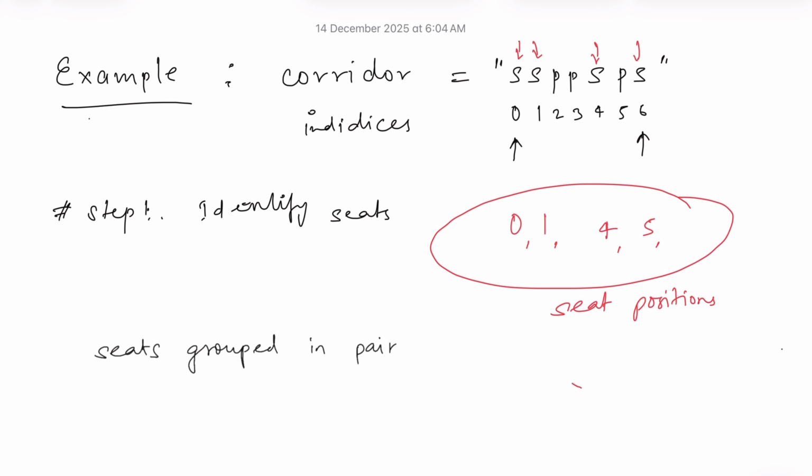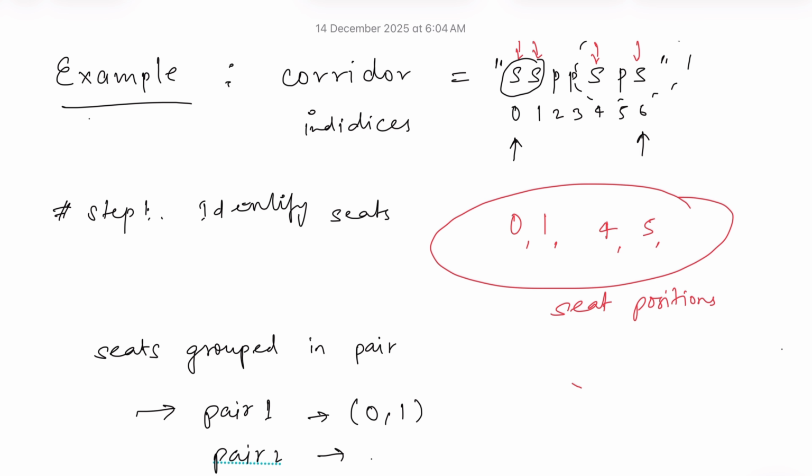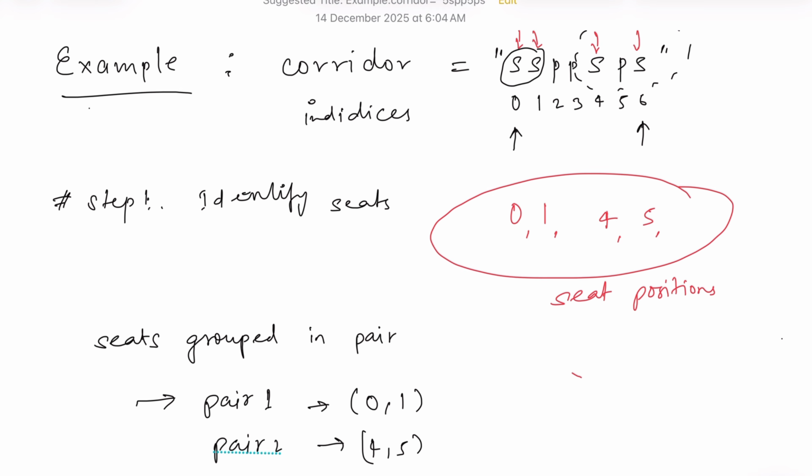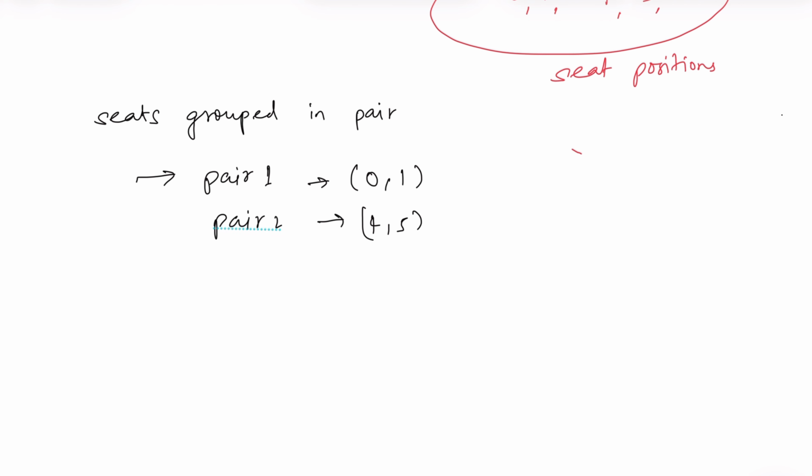Okay, so if you see here, the very first pair is 0 and 1, right? So the very first pair is this 0 and 1. Next, this is another pair. So pair 2 is 4 and 5. So what is the valid total seats?